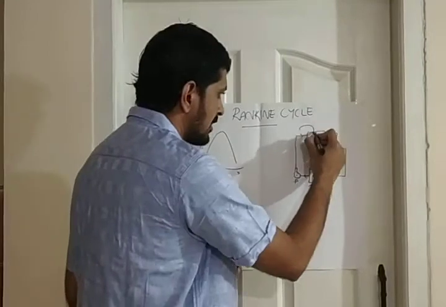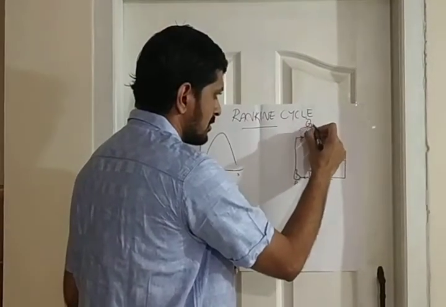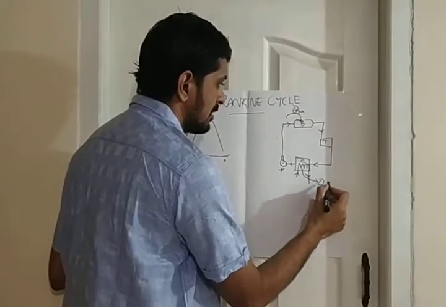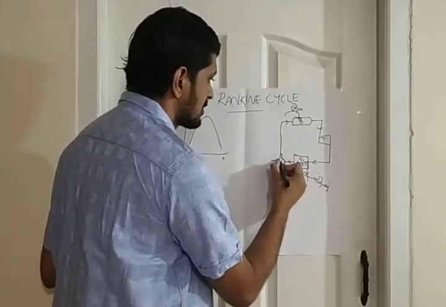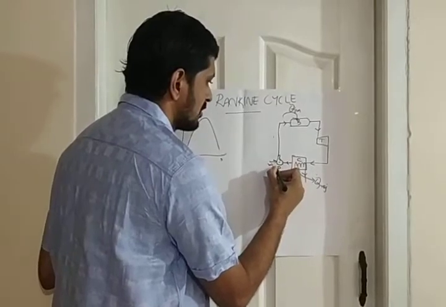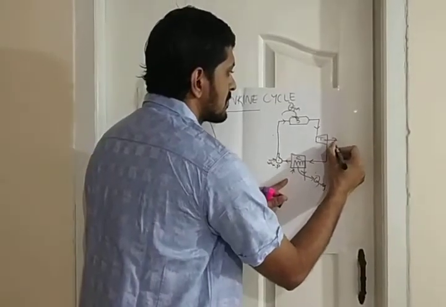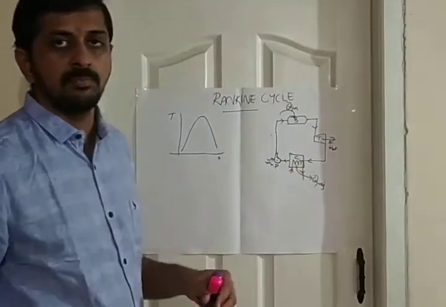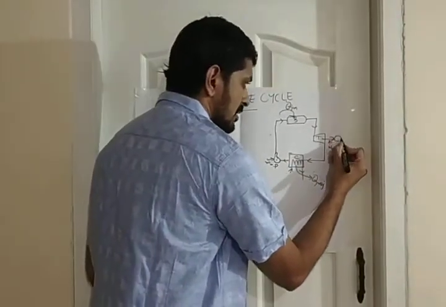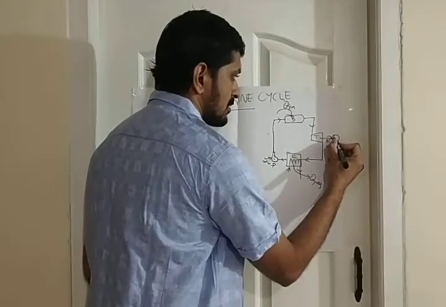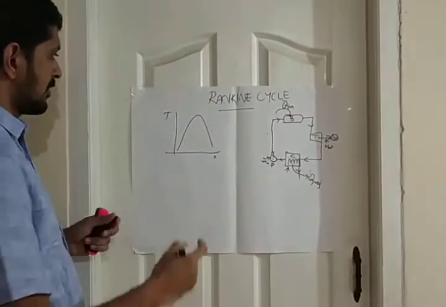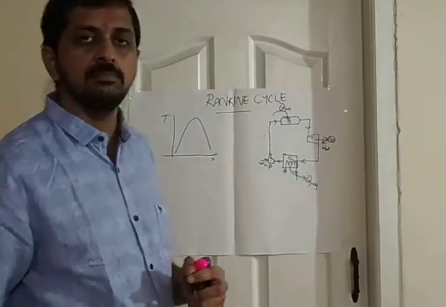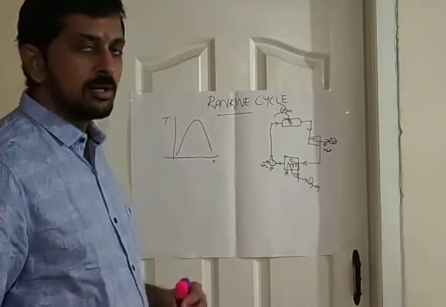So heat will be added here and heat will be rejected here in the condenser, and there is some work input in the pump and work output in the turbine, and it will be connected to a generator here. Fine. So correspondingly, let us see how the temperature entropy diagram for the ideal Rankine cycle looks like.